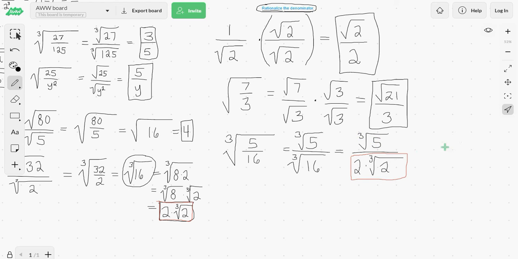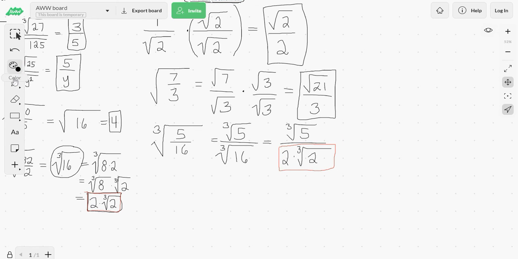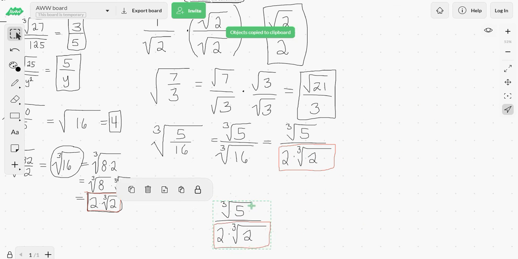And remember our goal. Our goal is to rationalize the denominator. So we need to take this and multiply the top and bottom by something. It's still that same idea. We're still multiplying by 1, but the question is, what do we multiply the cube root of 2 by in order to give us a perfect cube? That's what we'd like. Let me select this and copy this. I want to take this down here.